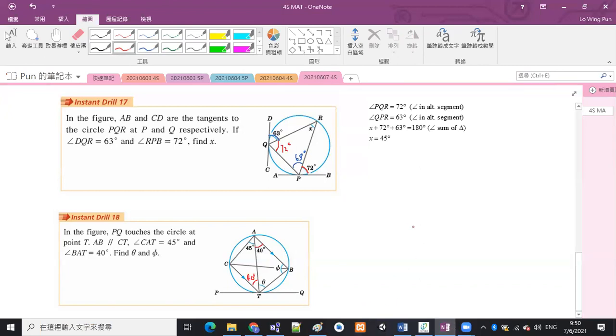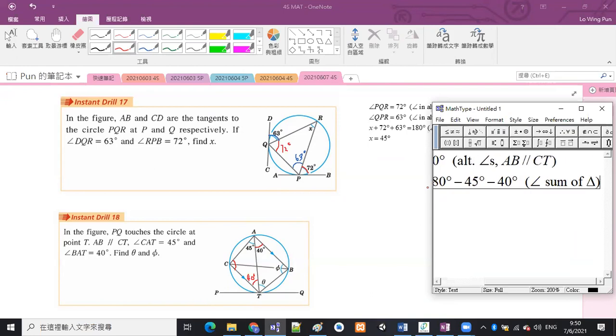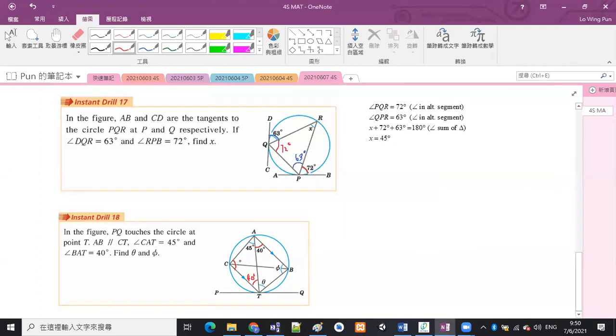This question is quite simple, there are actually many ways to do it. And then actually I can find angle ACT, right? By angle sum of triangle. So angle ACT is equal to 180 degrees minus 45 degrees minus 40 degrees. So this is angle sum of triangle. Okay, so it should be equal to 95 degrees. And then, so that's right. This one is 95 degrees.